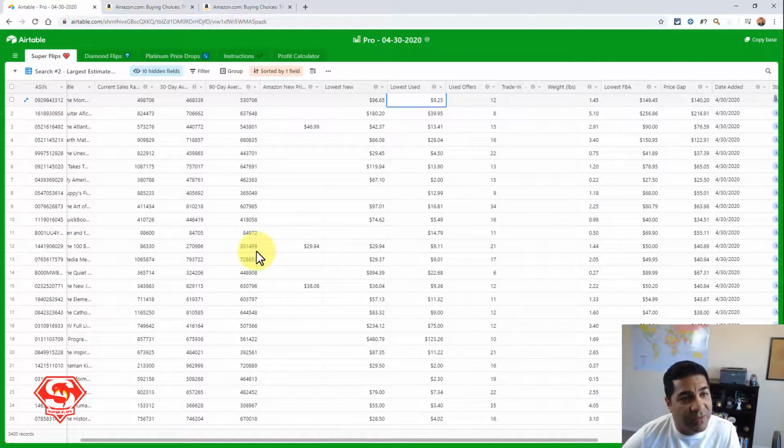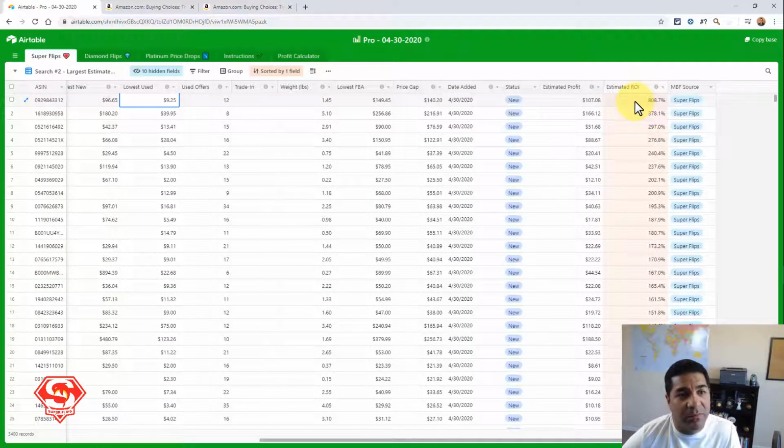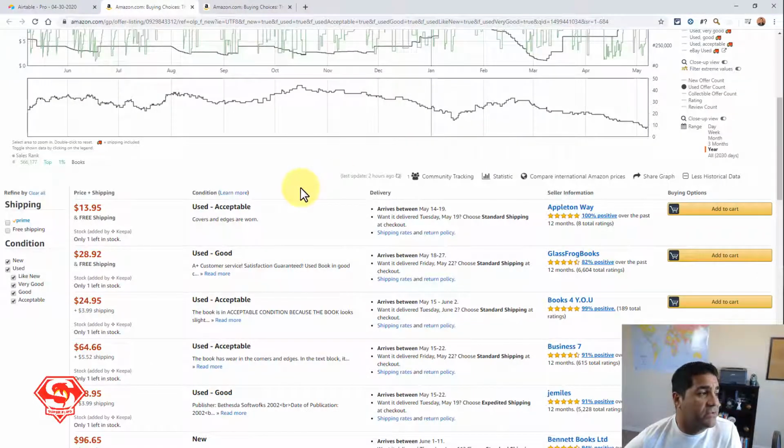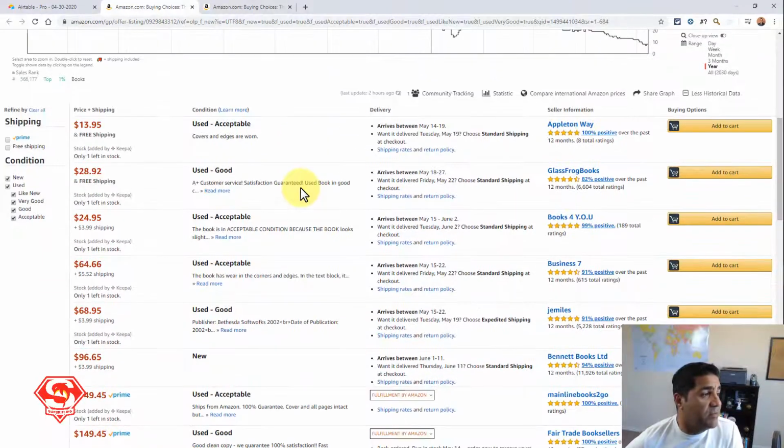Now the estimated ROI was over 800% with $100.07 profit. So the good news about this book though is that this is a big price gap between this price and these next few prices. Then it starts to jump up to $60. So you could buy this book for $13.95 and sell it for $59. You'd be doing well.